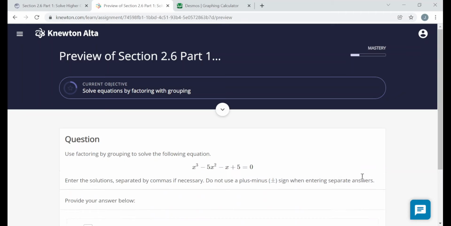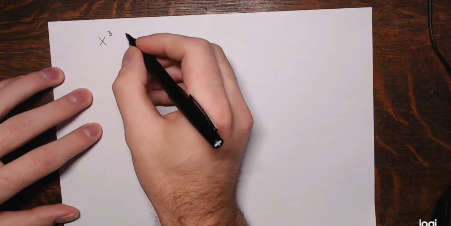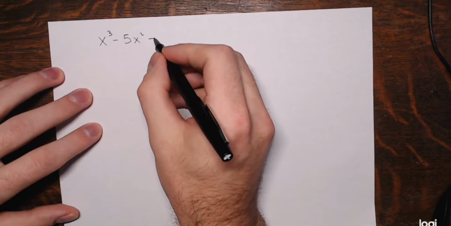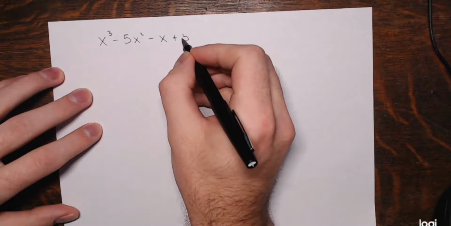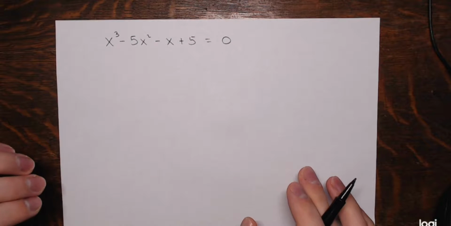Alright, next question. Same objective with the grouping. And once again, it starts off pretty nice with all the terms on one side, 0 on the other. So I'm just going to write this out and we'll do it. So we have x cubed minus 5x squared minus x plus 5 equals 0. Again, it's already set up the way I want to start when factoring by grouping.